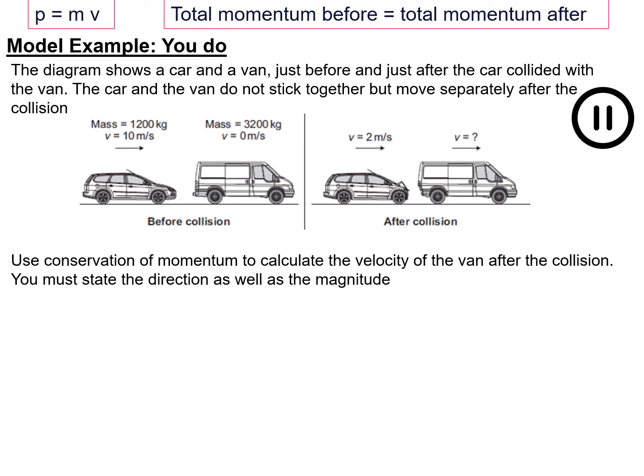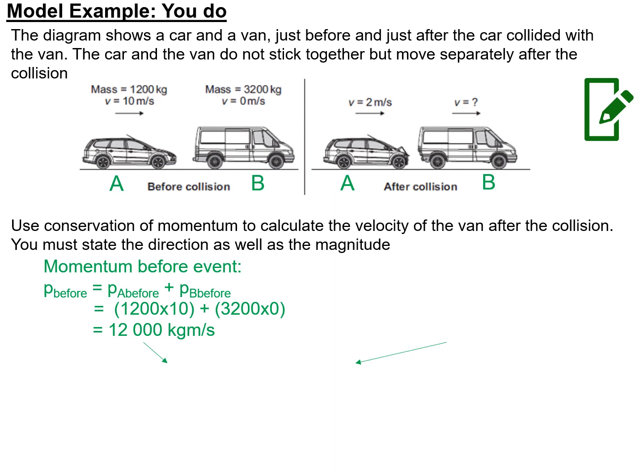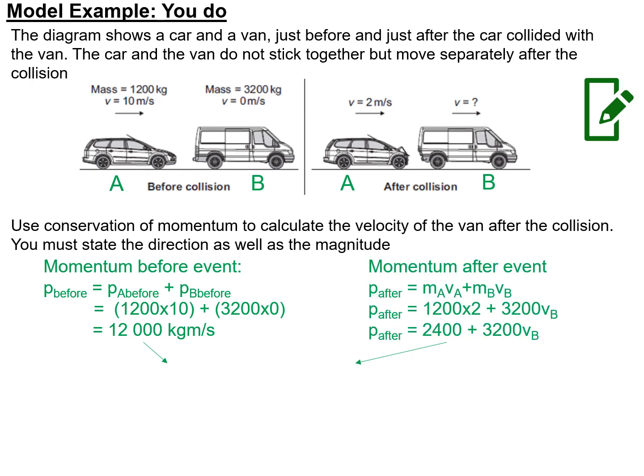So can you now have a go by yourselves at this final example? And self-assessing your work. In my example, I have called the car A and the van B, but you might have used different ones in your answers. The momentum before the event we do by looking at the initial conditions. Those are the ones on the left-hand side of that diagram. And the momentum after the event, we look at the right-hand side of that diagram. Again, we don't know the velocity of the lorry. That's what we're trying to work out.